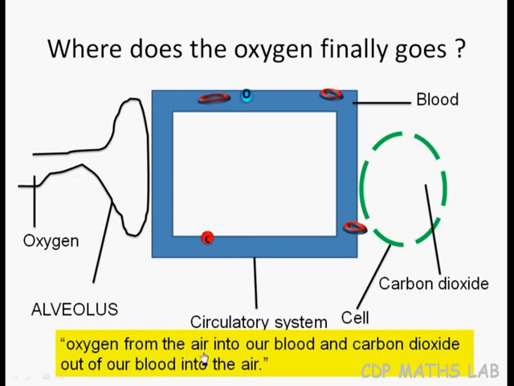Oxygen from the air into our blood and carbon dioxide out of our blood into the air. This is the definition of gas exchange. Note, the definition of gas exchange is oxygen coming from the air into our blood, which you saw, and carbon dioxide out of our blood into the air. So air enters, of course, and then oxygen comes into our blood, goes to the cell right here. Carbon dioxide leaves the cells, enters the blood, leaves the blood, and goes into the air. That is the definition for gas exchange. Right, let's continue.